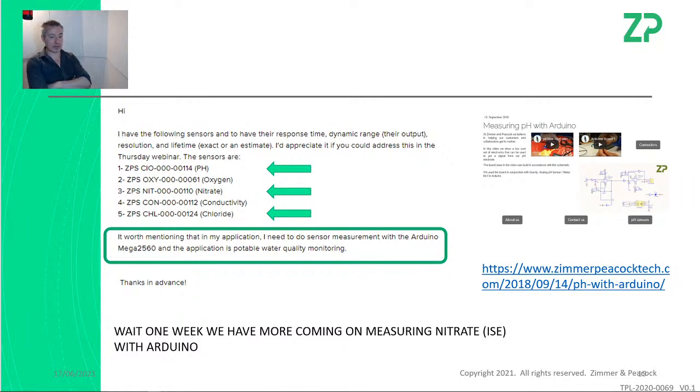But when we've done it for nitrate, it will be just as relevant to pH and chloride as well. Now the oxygen sensor, the question is, can you measure it with Arduino? I said earlier on, it's an amperometric sensor. You apply voltage, you measure current.